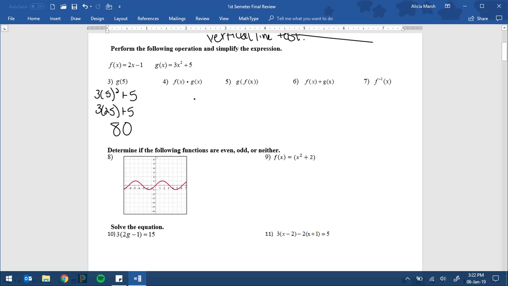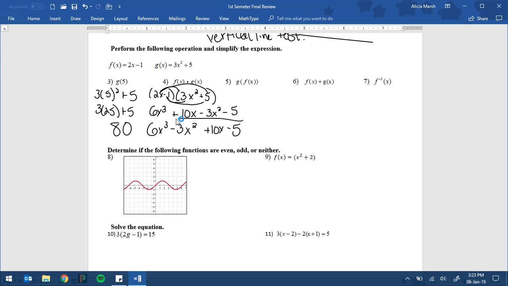Let's try f of x times g of x. So I'm going to multiply 2x minus 1 times 3x squared plus 5. Okay, so now I just have to FOIL, multiply everybody in the front by everybody in the back. So 2x times 3x squared, that would be 6x cubed. 2x times 5, that is 10x. Negative 1 times 3x squared, that's negative 3x squared. And then negative 1 times 5 is negative 5. And then I'll just rewrite them so they're in order, easier to see. And then I'm done with that question.